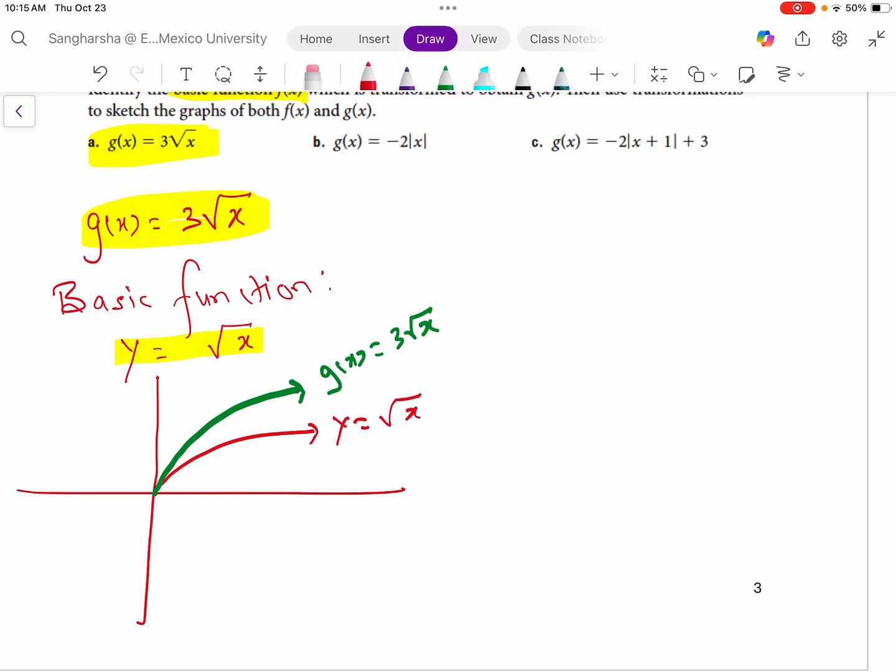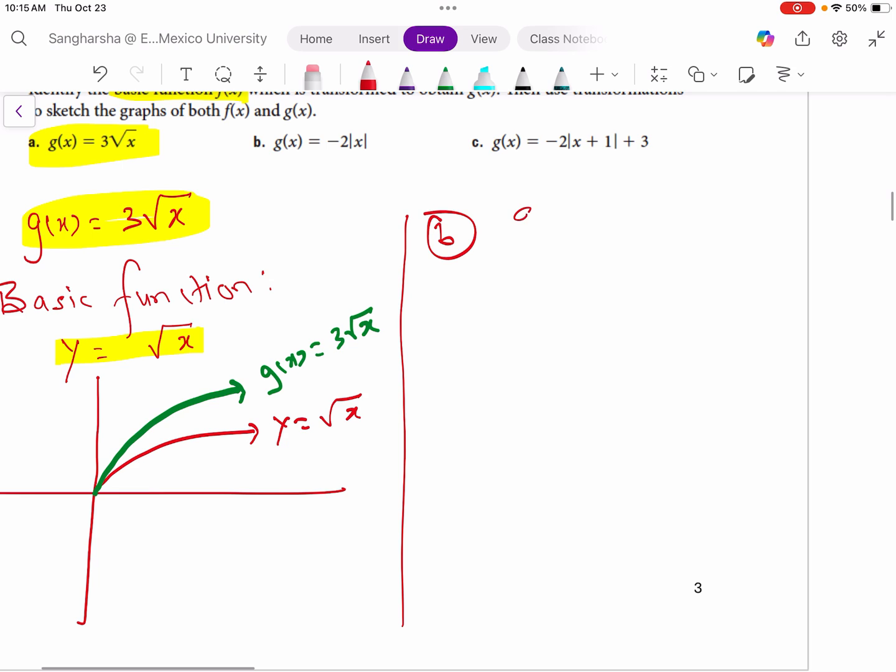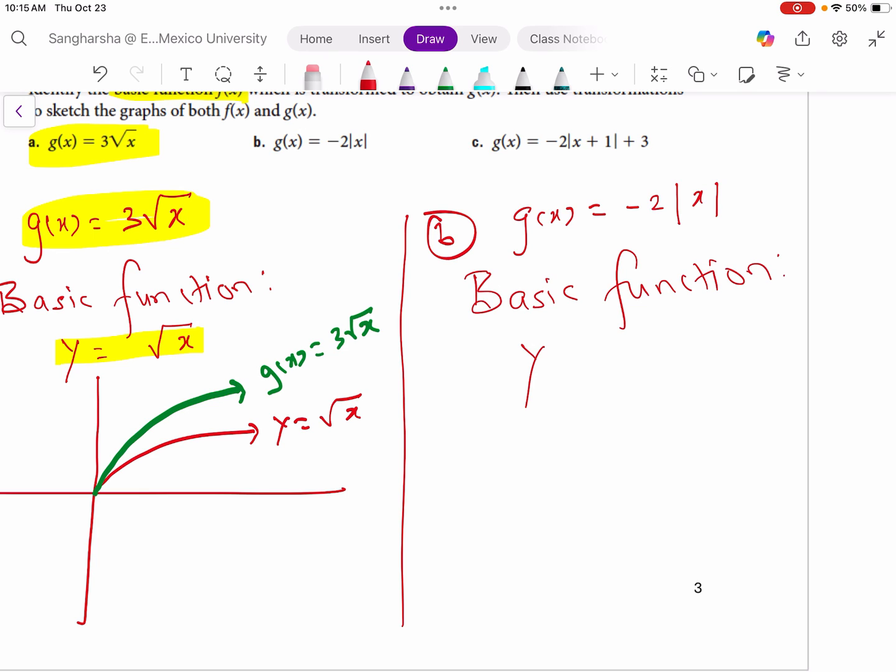Okay, now let's do number B. In number B, we have g of x equals negative 2 absolute value of x. Now, at first, what is the basic function? Let's find out the basic function here. Y equals absolute value of x. So this is the basic function.